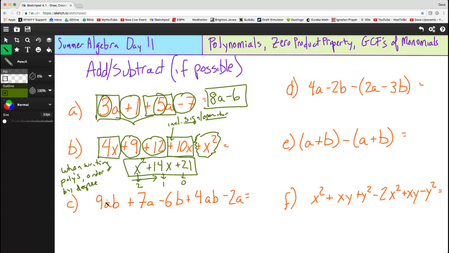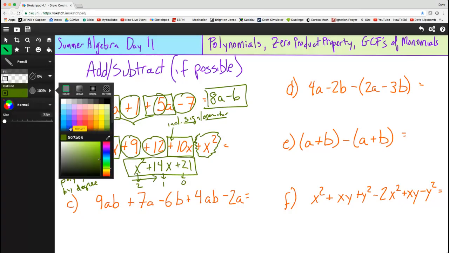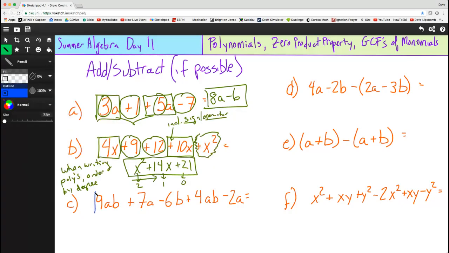All right. C. So this is a like term. Now what else matches AB is this one. We're going to circle our A's.